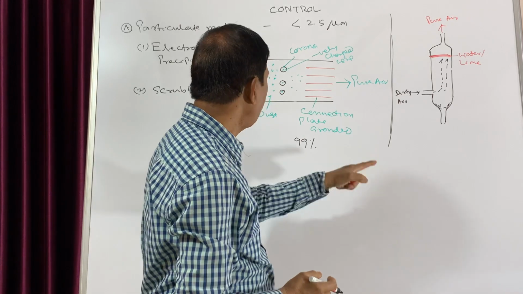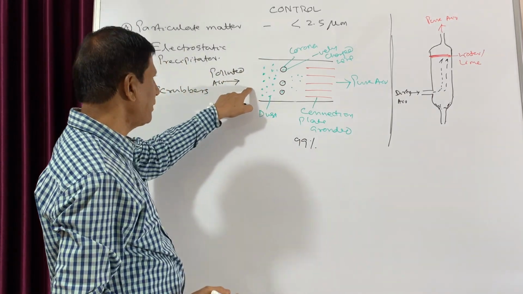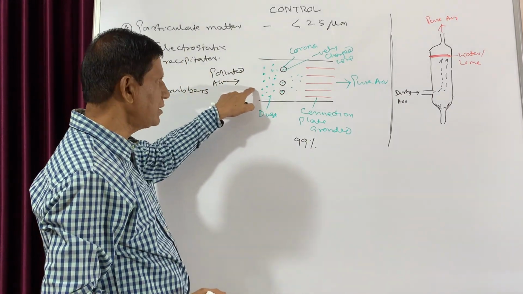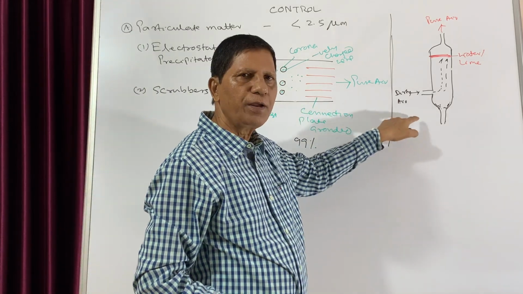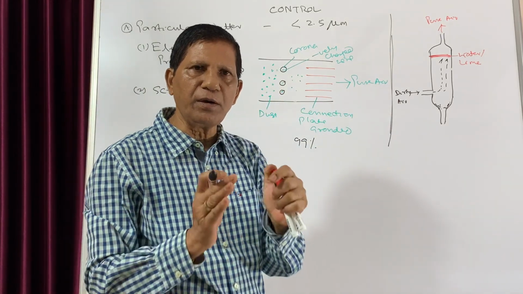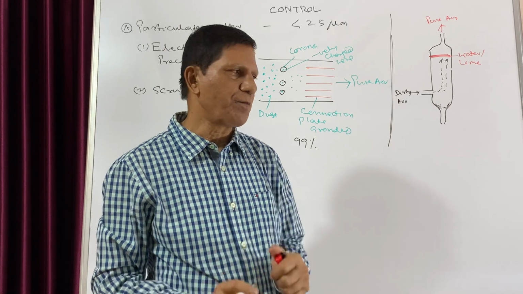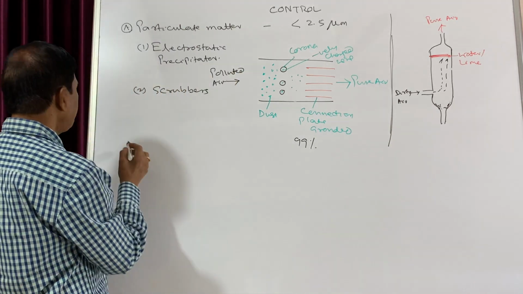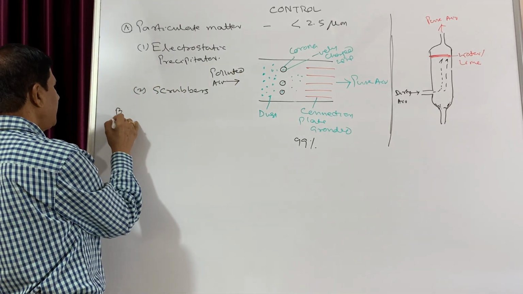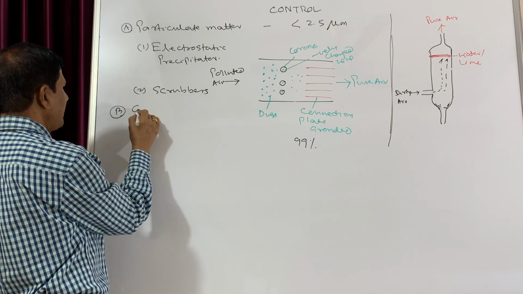So these are the two methods. This is the electrostatic precipitator, which is one of the best methods, and this is the scrubber. In these two methods, the particulate matter is retained. Now let us discuss the second one, which is for gaseous emission.